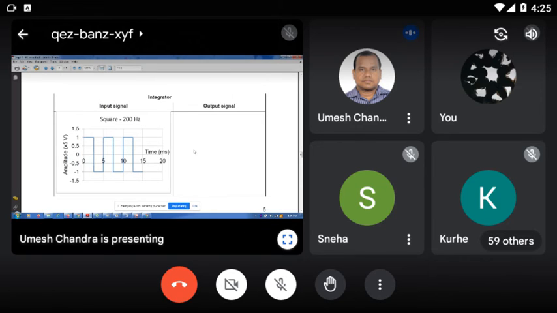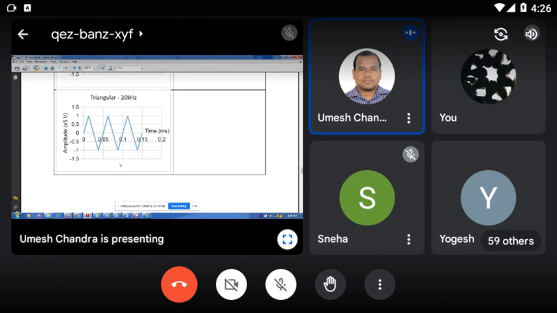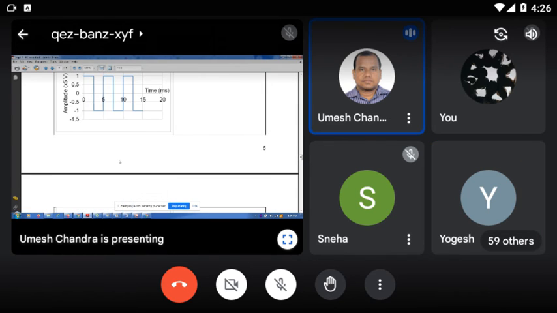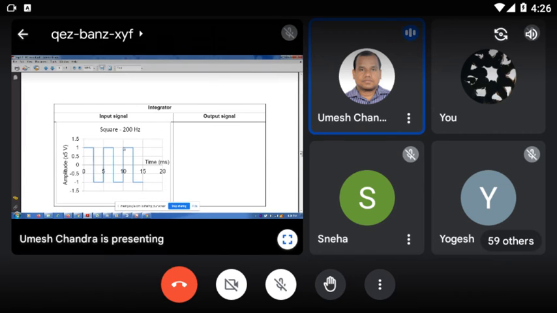Square, 200 hertz. What is your output signal and what is the amplitude? Sir, integrator is like another name of a low pass filter. No. Integrated circuit and low pass filter circuit both are equal. Okay, similar, but you cannot say that an integrator circuit is a low pass filter circuit.